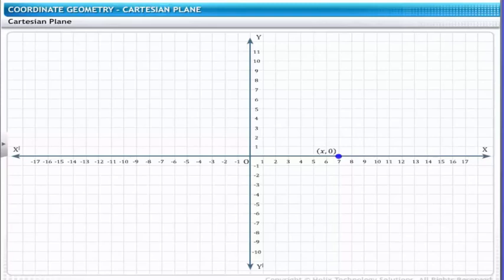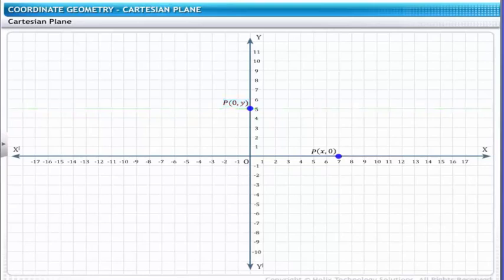Therefore, if player P is placed at a point on the line dividing the football field vertically, the point is represented as P(x, 0). Similarly, any point on the y-axis has the coordinate (0, y). Therefore, if player P is placed at a point on the line dividing the football field horizontally, the point is represented as P(0, y).